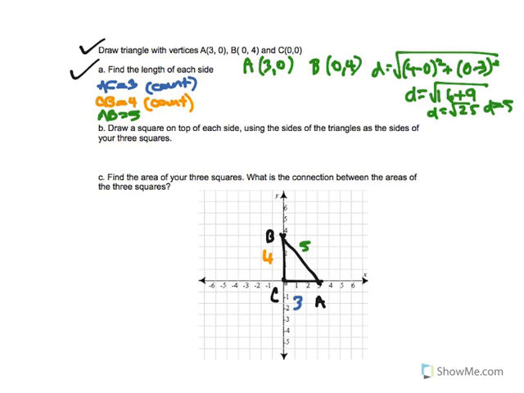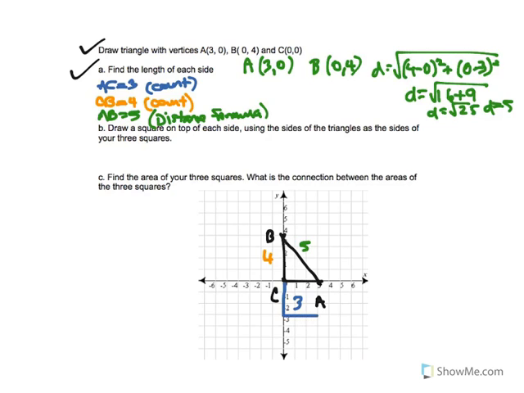Now, let me write how I found the length of this one here. Distance formula. Okay. So now, part B. Draw a square on top of each side using the sides of the triangles as the sides of your 3 squares. So I'm going to draw a square on here.